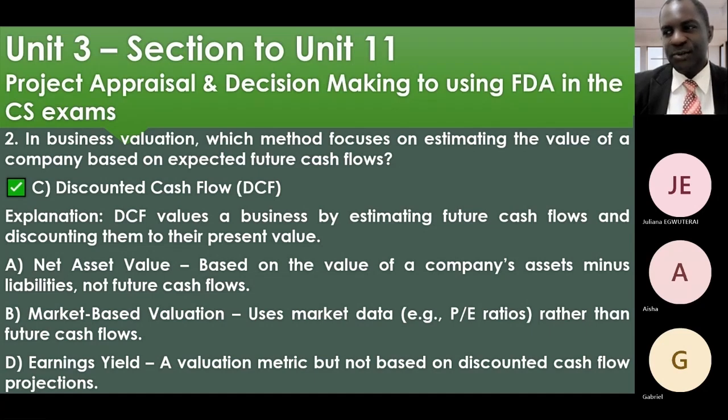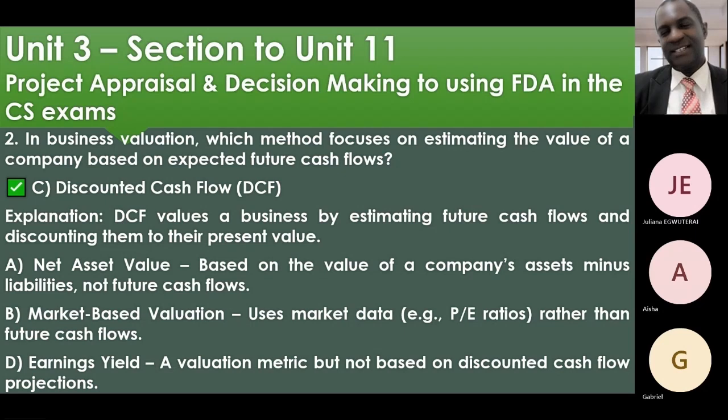I didn't ask you for formula. So you were thinking technicality, while the question was basic. He said, which method focuses on estimating the value of the company? So now and future. He didn't say which formula to use. And when he said value of the company, I went back to SFM, and the value of company was net asset value, market-based valuation, all those things. So that discounted cash flow went.